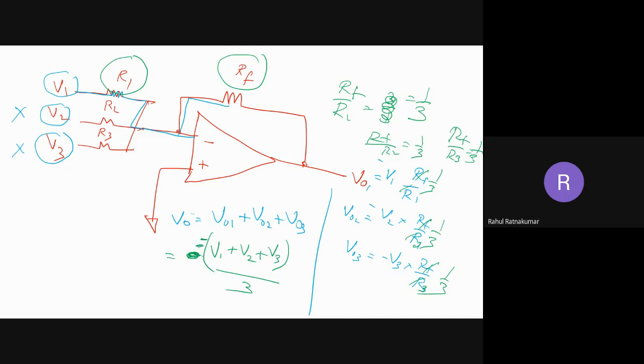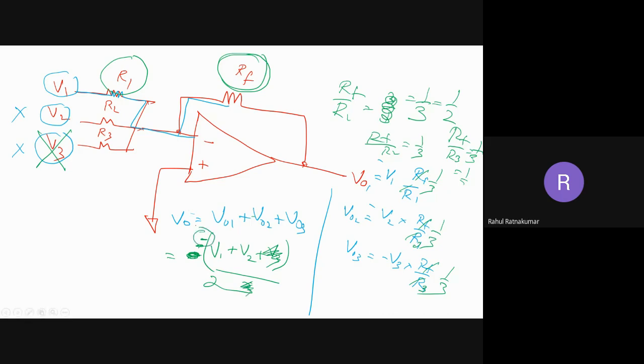And this is my output. So I'm taking the average of V1, V2, V3, right? How am I doing it? I just need to manipulate the values of RF and R1. That's it. If I have only two inputs, for example, I don't have V3, I can make RF by R1 equal to 1 by 2, and RF by R2 also 1 by 2. Then instead of this, I'll get divided by 2. So I'll get an average in this case. But the negative sign definitely remains there.